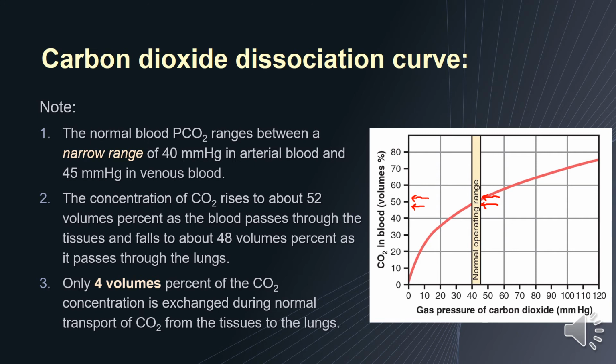Please note that the concentration of the carbon dioxide rises to about 52 volumes percent as the blood passes through the tissue and falls to about 48 volumes percent as it passes through the lung. Therefore, only 4 volumes percent of the carbon dioxide concentration is exchanged during normal transport of carbon dioxide from the tissue to the lung.